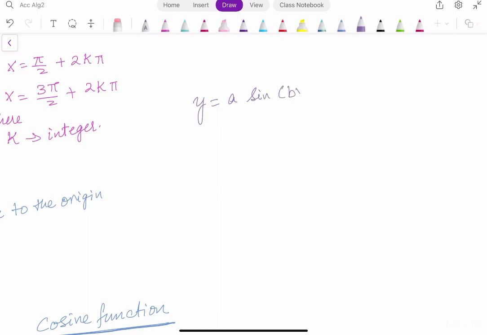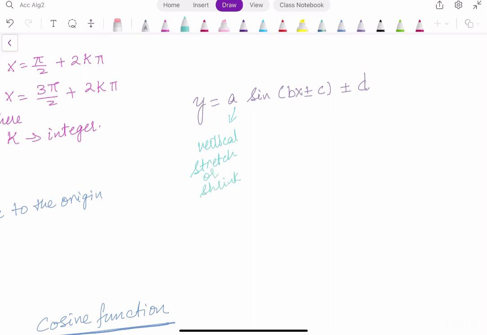So taking you back there, the parent function for sine, we can say in terms of transformation, is a times sine of (b times x plus or minus c), plus or minus d. So I just told you that the period of the sine function is 2 pi over b. So b is nothing but the coefficient of x. A is the vertical stretch or shrink.